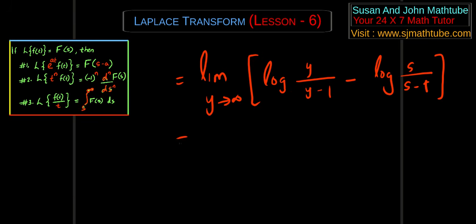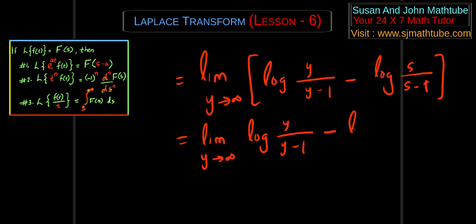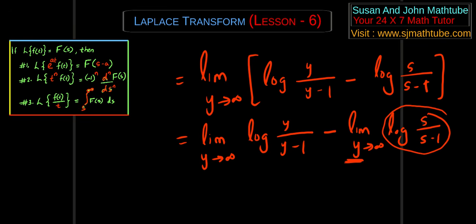Now this can be split: limit y tends to infinity, log y by y minus 1, minus limit y tends to infinity of the other term. In the exam you can skip this step. I just want to show you this step so there will be clarity. Here the limit is changing with respect to y, but there is no y in the function. It's kind of like asking what will happen to x square if y tends to 5?